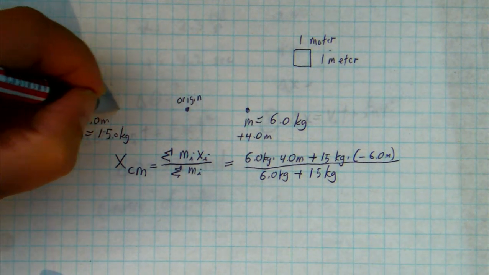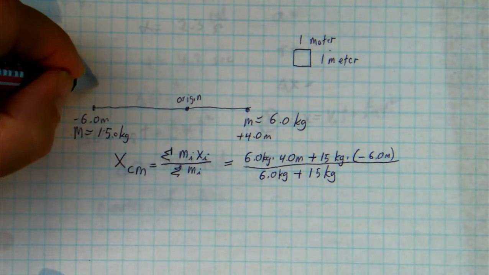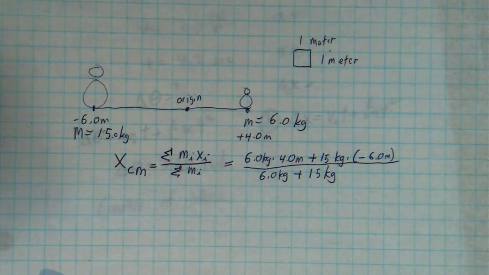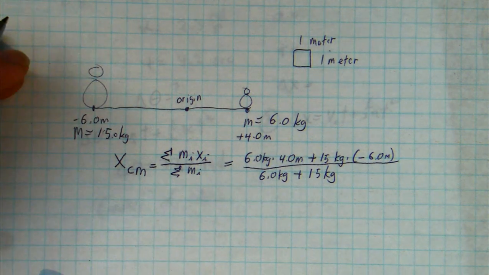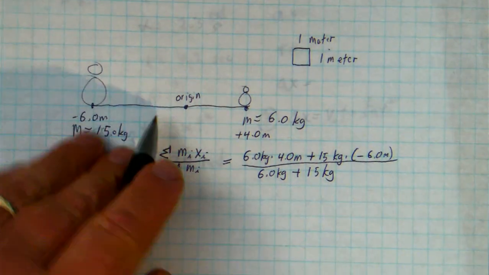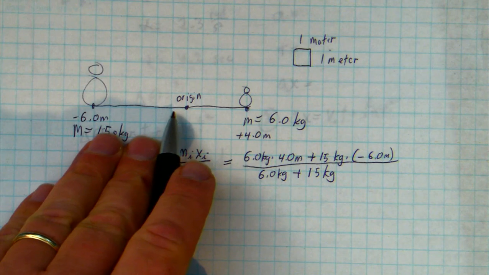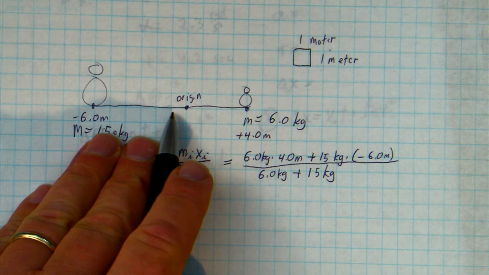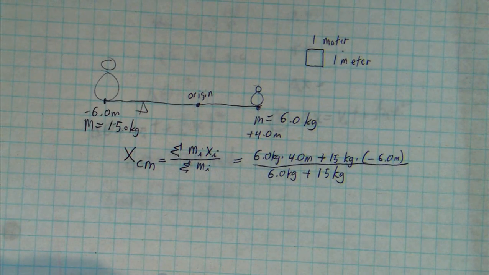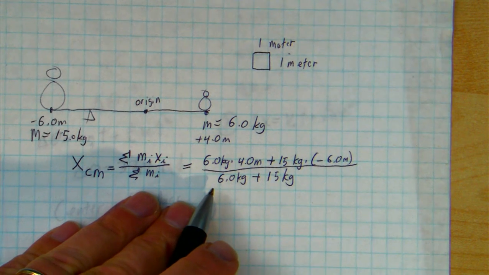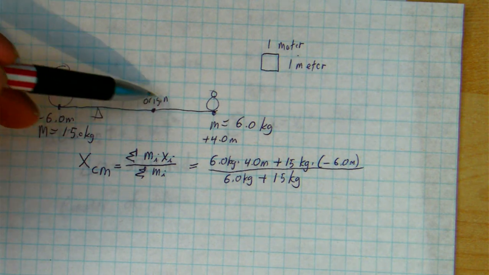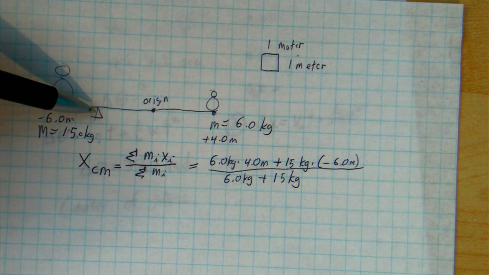If this were a seesaw, and this were some big person, and this were some smaller person, where would you put the pivot point so that the seesaw is balanced? And you should be thinking in your head, well, the midpoint isn't going to work. It needs to be some point closer to the more massive object. And this is the formula for calculating where that's going to be. So you would expect before you turn on your calculator that you're going to end up with a negative value.